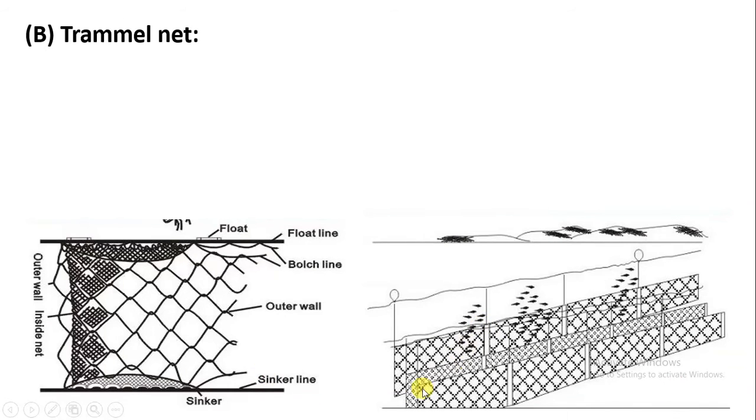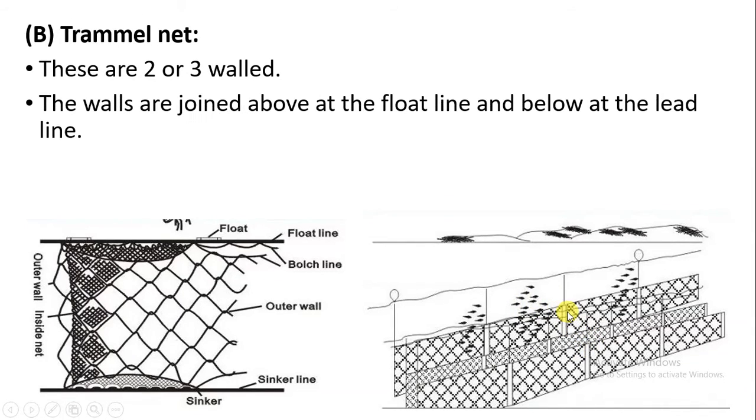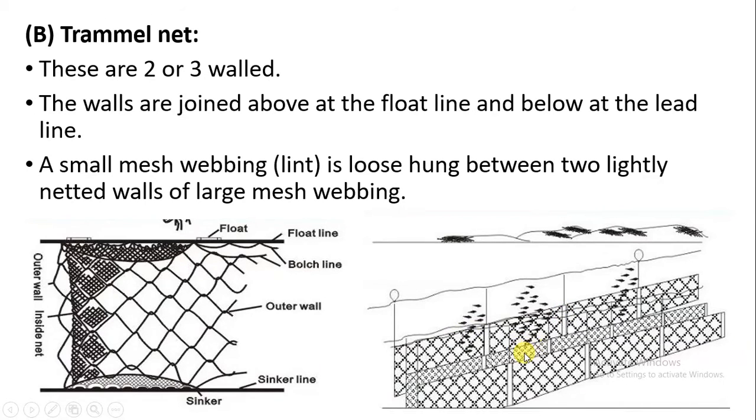Next we will talk about the trammel net. The trammel net is a kind of wall. Here you can see one, two and three walls are present. The two outer walls have the same mesh size, and the second wall in the middle has a smaller mesh size. So the trammel net consists of two or three walls; in this picture there are three. The walls are joined above at the float line and below at the lead line. You can see a small mesh lint loosely hung between the two lightly netted walls of large mesh webbing.